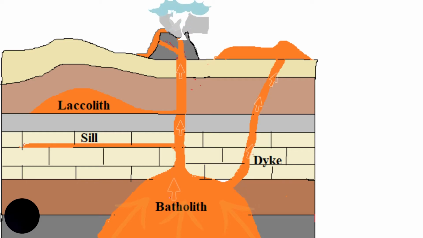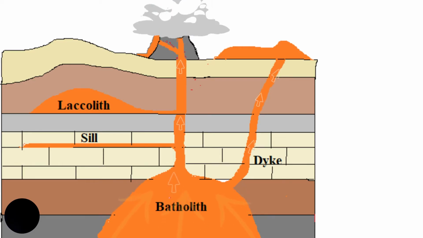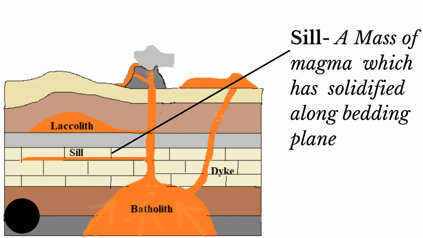So examples of intrusive volcanic landforms are laccolith, sill, dike, batholith, as well as volcanic plug. A sill is a mass of magma which has solidified along the bedding plane.